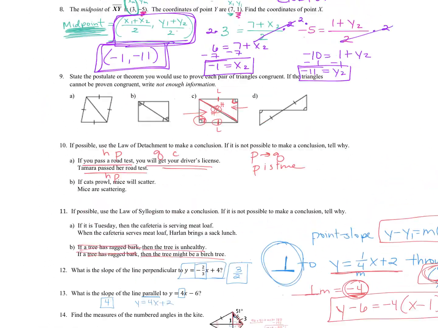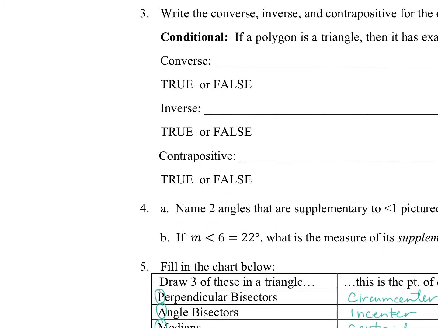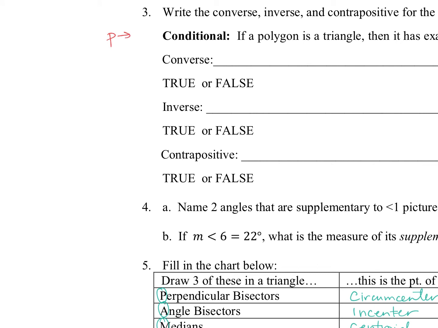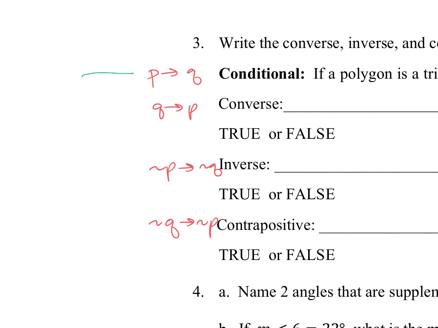Anything else from 1 through 17 that you're not sure about? You're going to put this down, right? Conditional is if P then Q. Converse is if Q then P. Inverse is if not P then not Q. Contrapositive is if not Q then not P. Which ones have the same truth value? Do you remember? The first and last have to be the same, true or false. And then the middle two have to be the same, true or false.